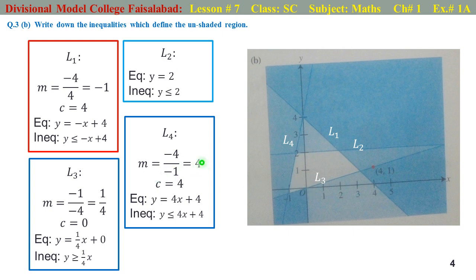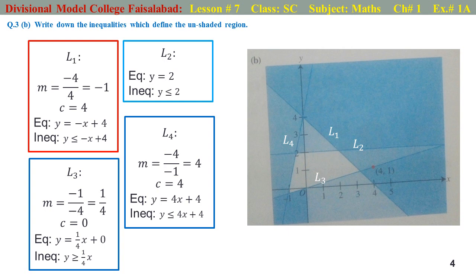So its gradient is 4. Because this line is cutting y-axis at this point, which is 4, so its y-intercept is also 4. Using these values, we will write the equation y is equal to 4x plus 4. To write the inequality, we will look at the shape of this line, which is again solid, and region below this line is defined. So we will replace this equality sign with less than or equal to sign.